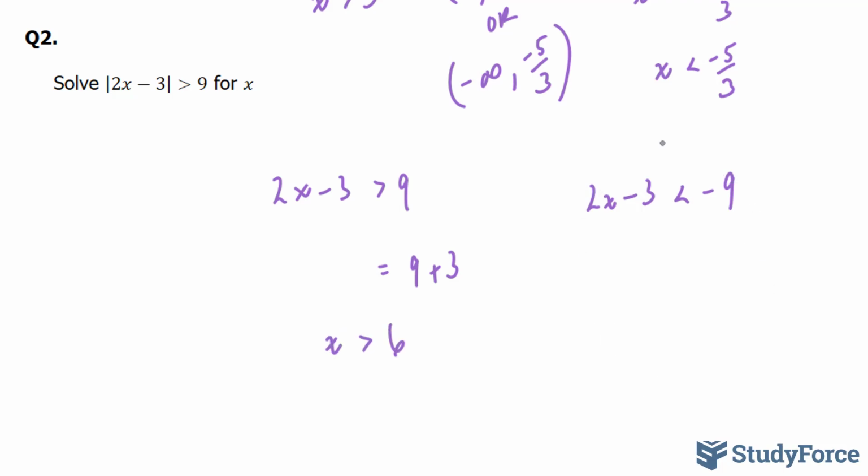And in this case, we bring this over. Negative 9 plus 3 is negative 6, divided by 2 is negative 3. X must be less than negative 3. We write out our final answer as either this and this, or 6 and positive infinity and negative infinity to negative 3.